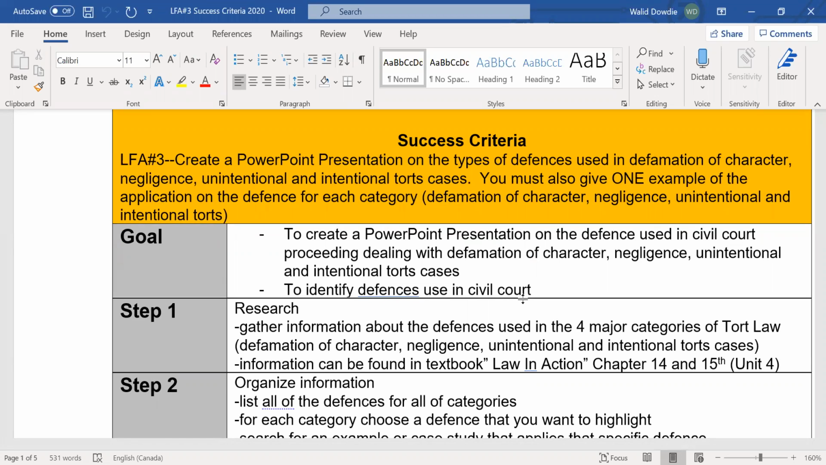The information can be found in the textbook Law in Action, chapters 14 and 15. So the chapters we've been going over, all the information is there. You just need to go back and find the defenses. There are even pages that tell you the defenses for this, defenses for that. You just make sure you understand what all those concepts are.